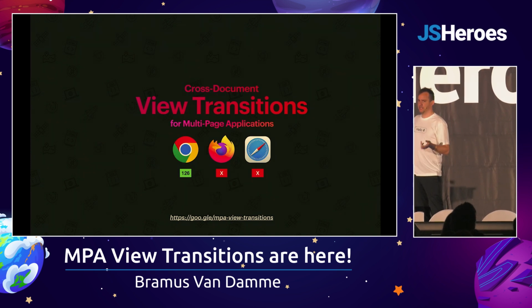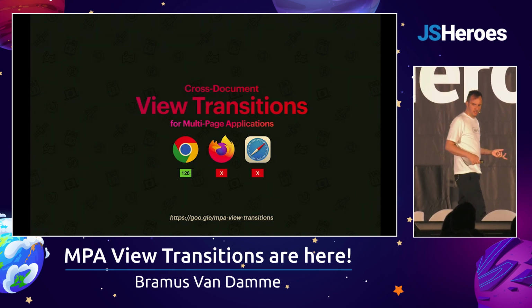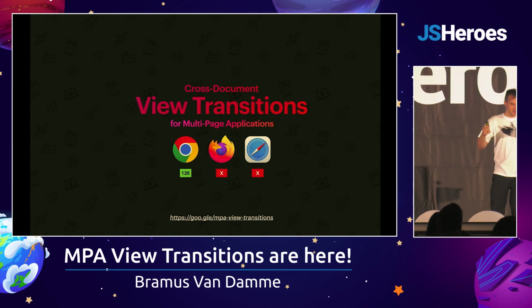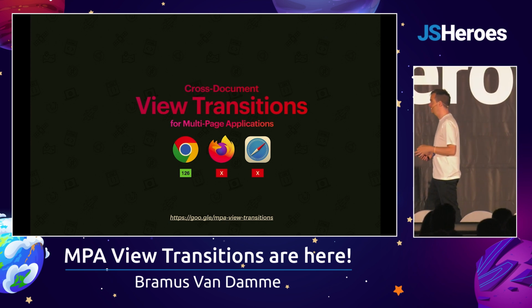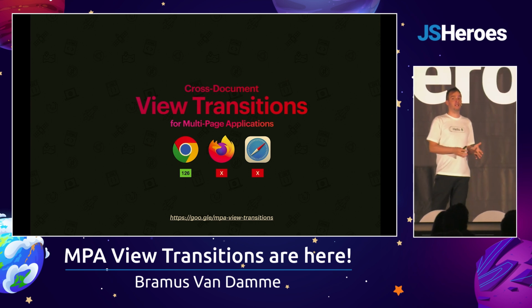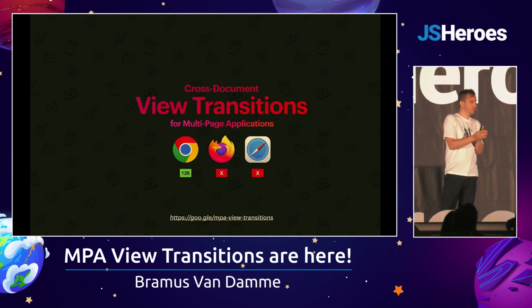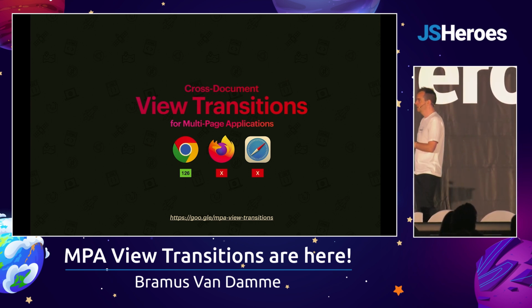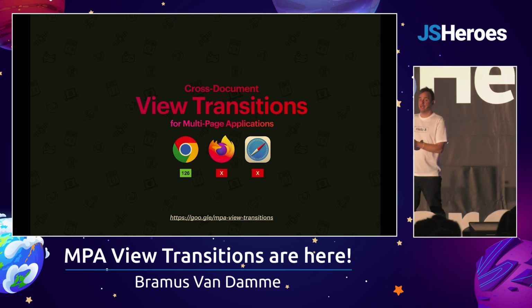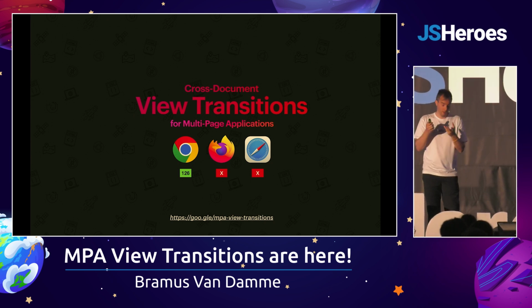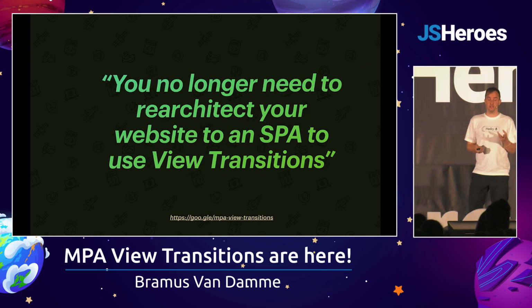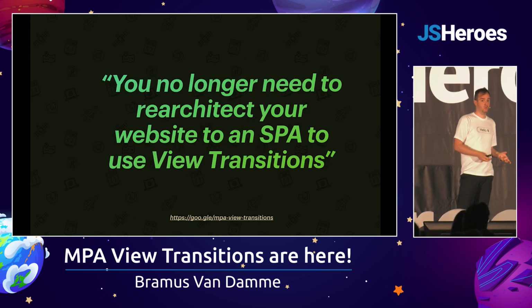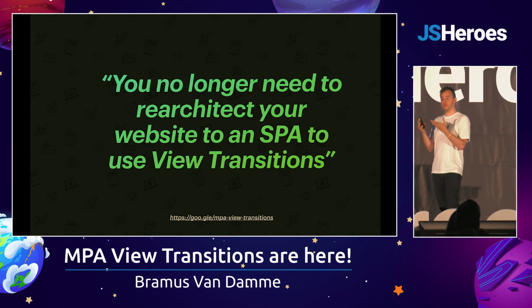Now, you might be wondering, okay, this talk is about MPA view transitions, right? Well, good news. We are soon shipping it. Cross-document view transitions for multi-page applications is shipping in Chrome 126, which is to be released 2 or 3 weeks from now. So keep an eye on it. And I think this is like a huge milestone for the web, because this means that you no longer need to re-architect your web app to an SPA in order to use view transitions.